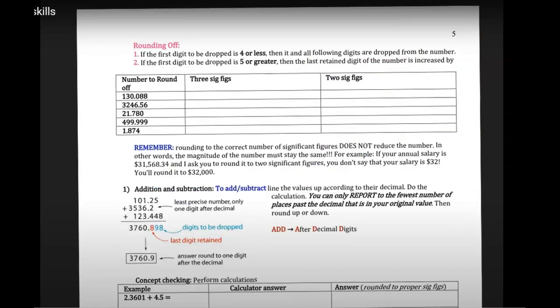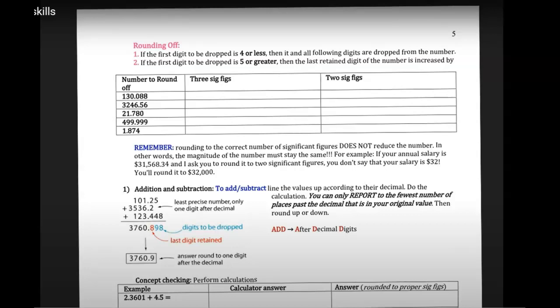Now, many times we have to round. So our calculator, for example, has no clue if we are entering measurements or just abstract numbers. So a lot of times your calculator is going to show you, like if you take 10 divided by 3, it's going to show you 3.333333. So how do you know when to stop and how to round? So the rules are, the first digit to be dropped, if it's 4 or less, then you round down. If the first digit to be dropped is 5 or greater, then you round up.